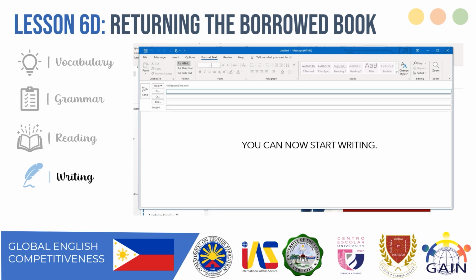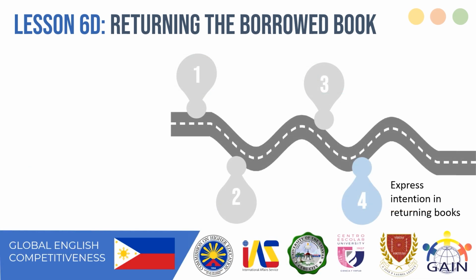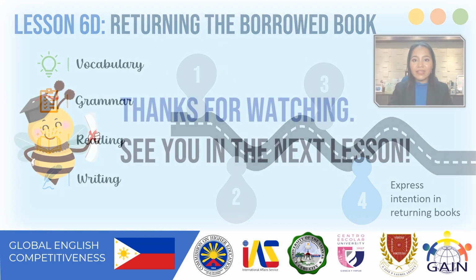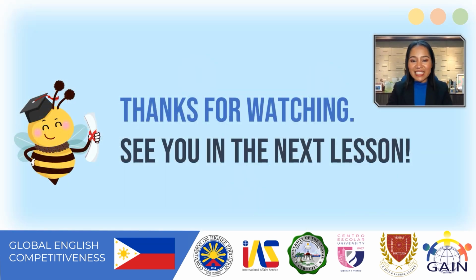Revise as needed. And with that, we have covered our final objective for this unit, which is to express intention in returning books. In this lesson, we tested your vocabulary on words that are used to express gratitude. We also discussed future perfect continuous. You read an email for the librarian and answered the comprehension questions, and you composed an email to thank the librarian. That concludes Unit 6D.